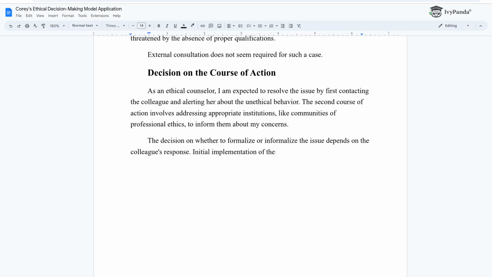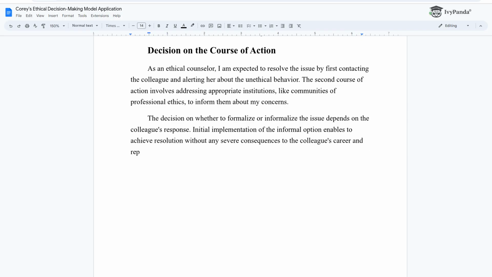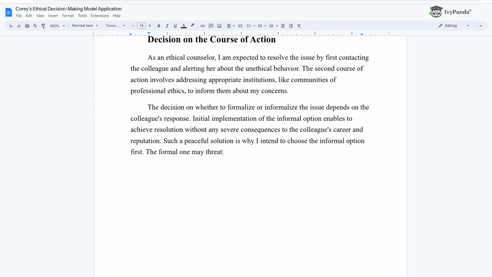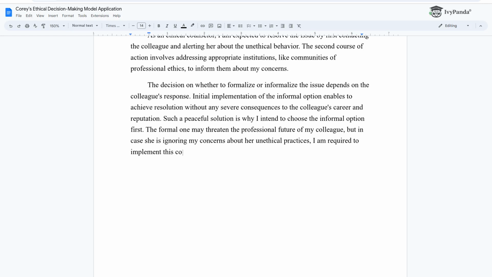Initial implementation of the informal option enables to achieve resolution without any severe consequences to the colleague's career and reputation. Such a peaceful solution is why I intend to choose the informal option first. The formal one may threaten the professional future of my colleague, but in case she is ignoring my concerns about her unethical practices, I am required to implement this course of action.